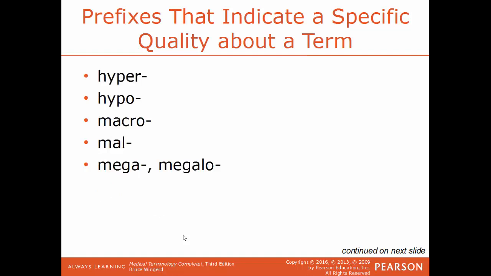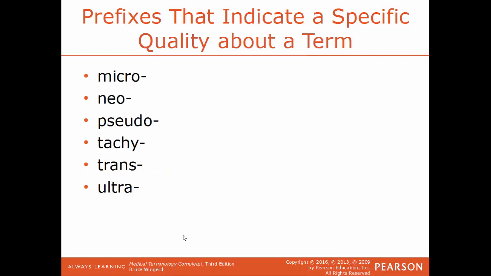See, hyper means above, and hypo means below. So a hyperactive child has more energy than normal. Hypo would mean less than. Macro means large. Mal means bad. Mega or megalo means large. Micro, this would be the opposite of macro. Micro would mean small. Think of a microscope, it's a tool that is used to view things that are really, really small.